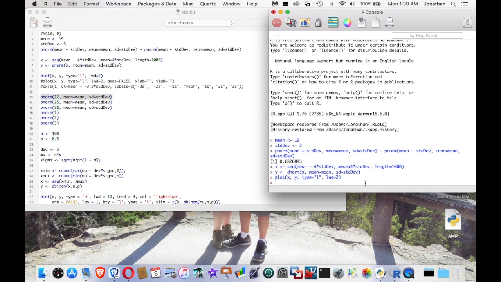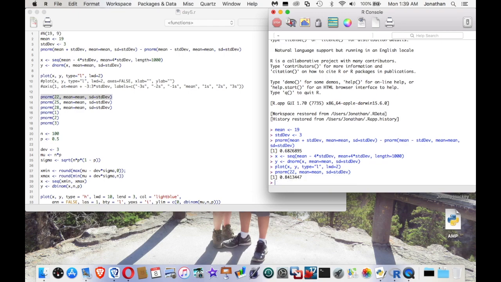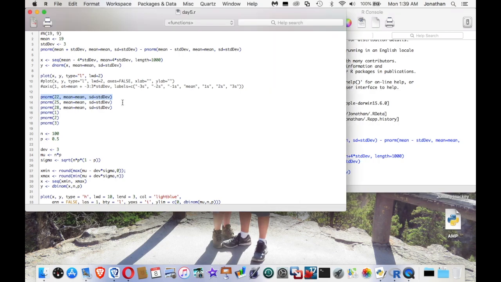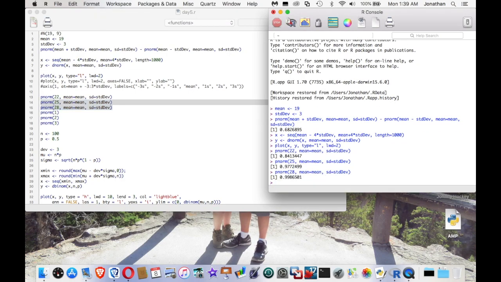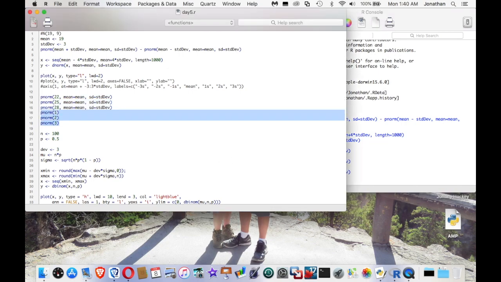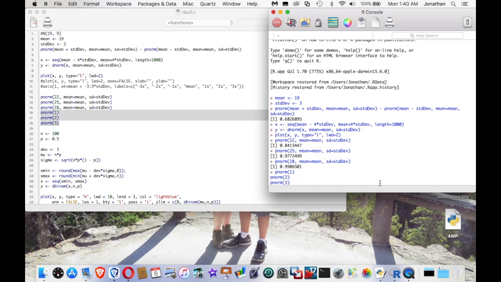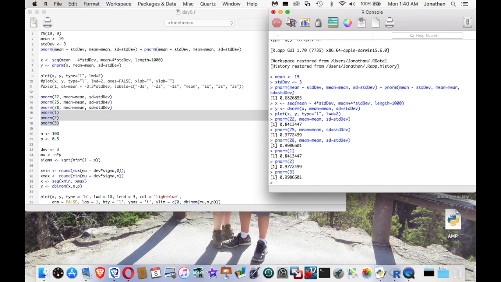Okay. So then what we could see is pnorm of 22. So this is going to give us the area that is to the left of the mean plus 1 standard deviation. And we would get about 84%. And we could repeat this for pnorm of 25 and 28. So this would be the mean plus 2 standard deviations, mean plus 3 standard deviations. And what we see is that if we compare these 3 values to the following 3 values, we get the exact same.